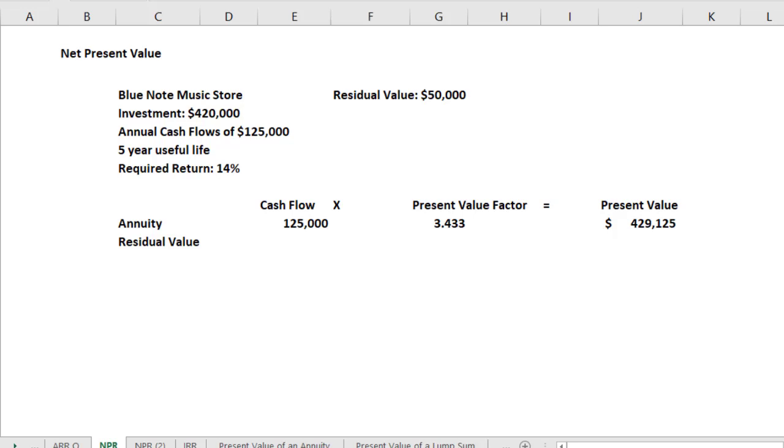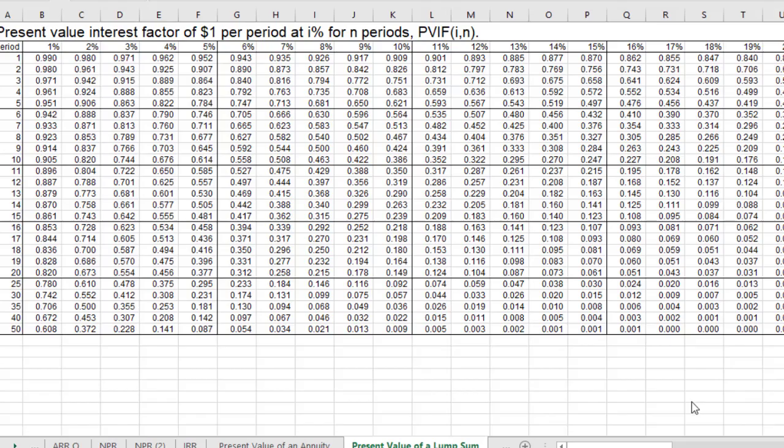We also are going to receive $50,000 one time only at the end of the useful life of the building. Because the $50,000 is a one-time situation, we can't use the annuity tables. We have to use the present value of a lump sum, a one-time lump sum. So this table is a little different. It shows the present value of a one-time amount. So we go to 14%, 5 periods, and we get the factor for one-time payment or receipt of $50,000. That's the factor we want to use.